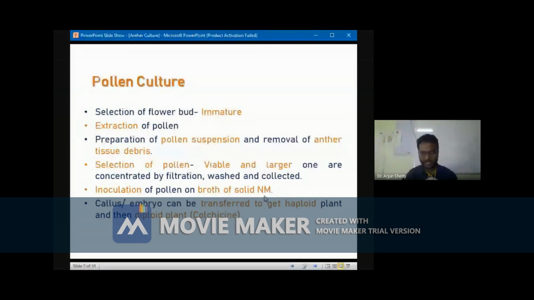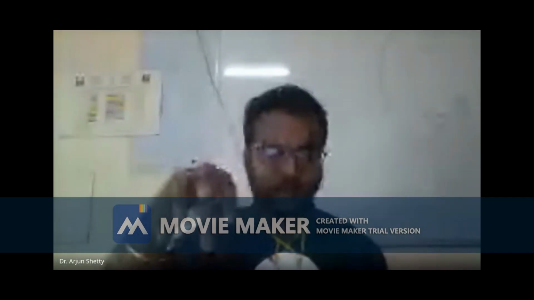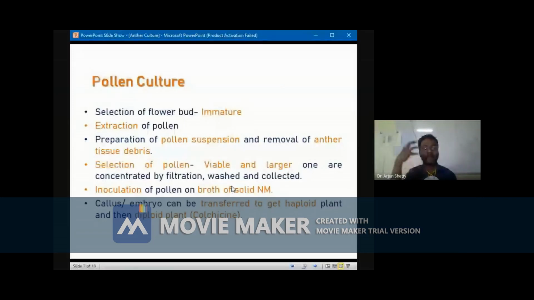Just make it as R. Okay, this is not off, this is R. So you can inoculate the pollen suspension directly on broth. Broth stands for a liquid medium devoid of agar, a medium comprising all the macro and micronutrients, similar to a solid medium. The difference is that the solid medium contains a solidifying or gellifying agent. I think everyone knows what the solidifying or gellifying agent is.